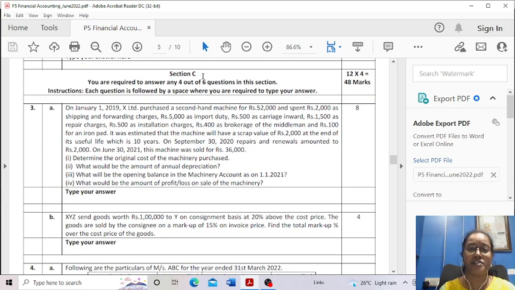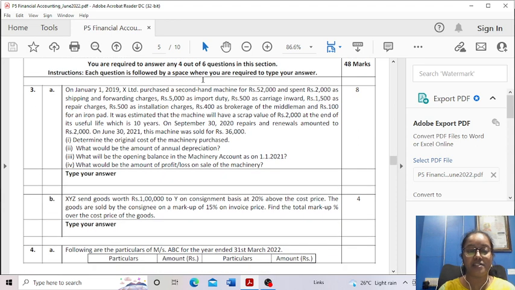Next, when it comes to section C, what do they say? You are required to answer any 4 out of 6 questions in this section. Total 6 questions will be provided, and you need to answer any 4. Each question carries 12 marks. 12 into 4, 48 marks is the weightage for section C. In section C, you can expect the problematic part.